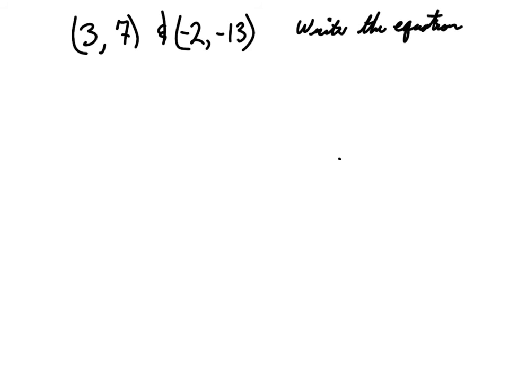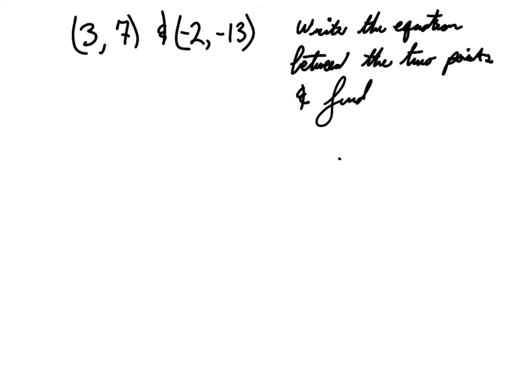And so I want to look at the line that exists between these 2 points. And so we always said that there always is 2 points there. So I guess there's always a line between 2 points. Write the equation between the 2 points and find b.